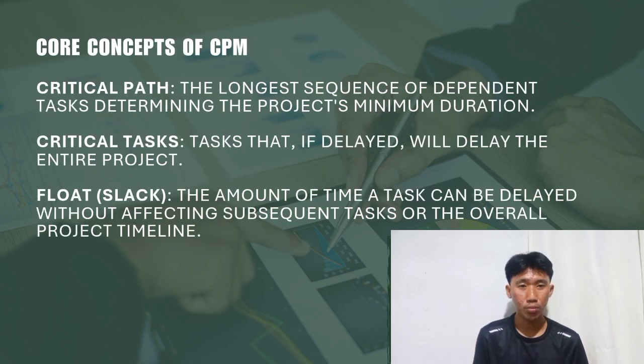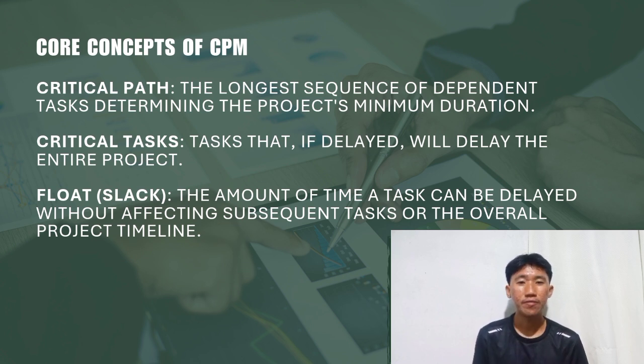So why is this important? Because knowing the critical path helps us figure out two things. First, the shortest time possible to complete the project, and second, which tasks are so important that if they're delayed, the entire project will also be delayed. So let's go over the three core concepts you need to understand.